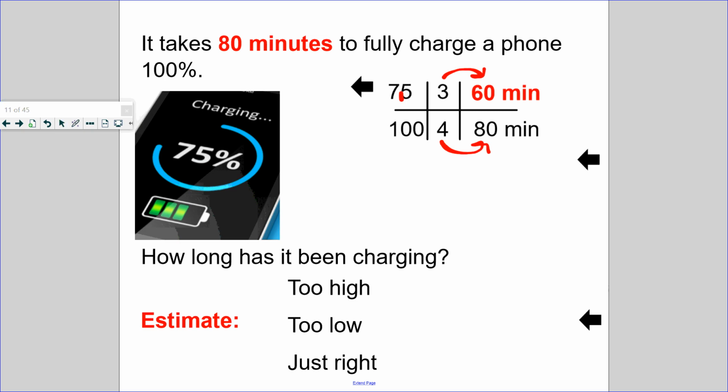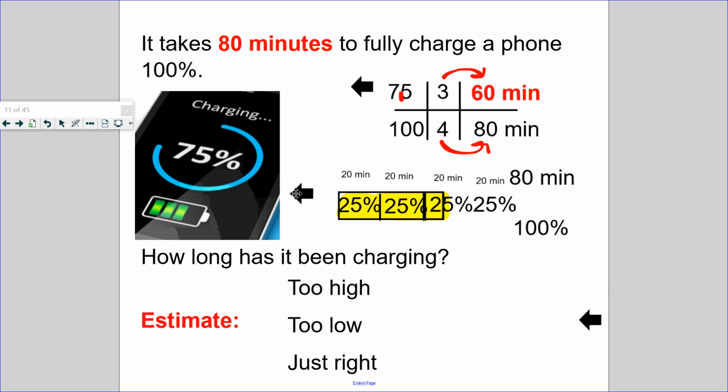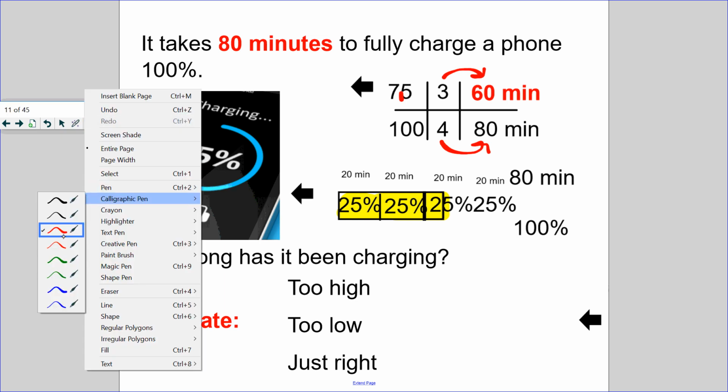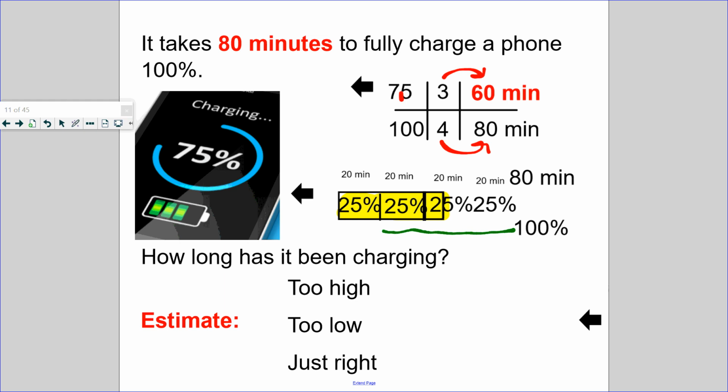Another way you could have solved it: instead of breaking down 10%, actually, I think I like this one. What's the relationship from 100% to 25%? Divide by 4. 80 divided by 4 is 20 minutes. So every 25% represents 20 minutes. 25% is 20 minutes, 25% is 20 minutes, so that's 60 minutes.